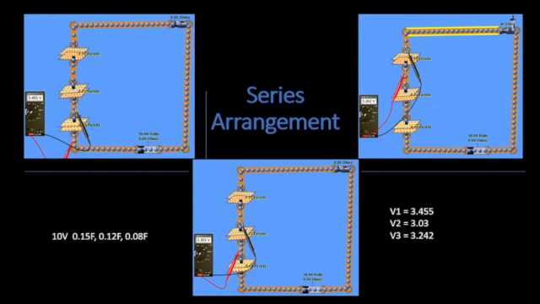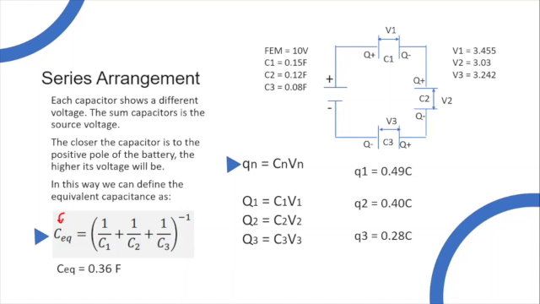Now for our second circuit, it is a series arrangement. Here we can observe that the 10 volts of the power supply is going to be divided between the three capacitors, depending on its capacitance. The voltage for the first capacitor was registered at 3.455 volts, for the second one 3.03 volts, and for the last one 3.242 volts. As we can see, the closer the capacitor is to the positive pole of the battery, the higher is the voltage that is going to be measured.